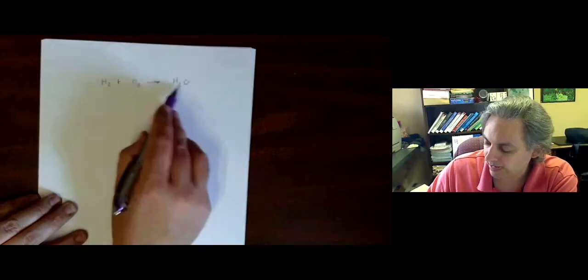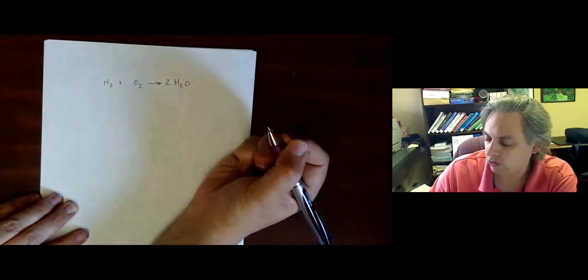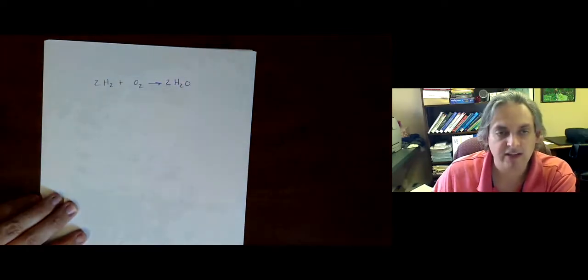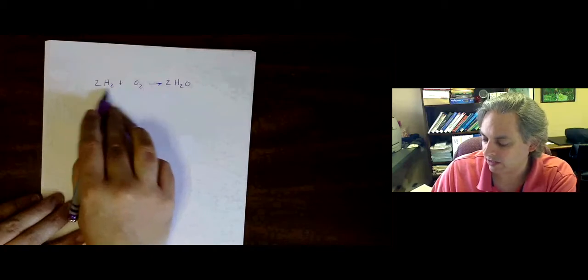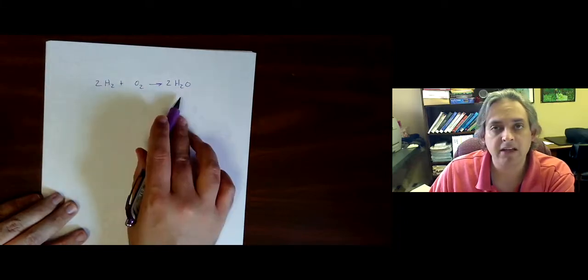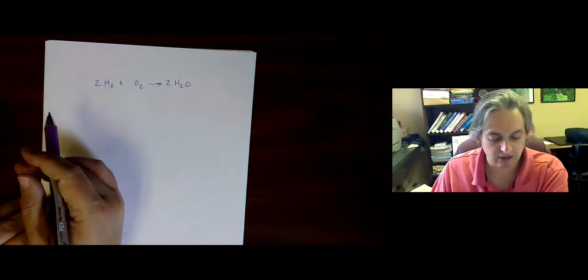We have to balance this. To balance this, we have 2 hydrogens, those are good, but 2 oxygens and 1 oxygen. So let's put a 2 in front of the water. That gives us 2 oxygens, but we also need to put a 2 in front of the hydrogen to balance out the hydrogens. Now we have 4 hydrogens, 2 oxygens, 4 hydrogens, 2 oxygens. Everything's balanced. We have satisfied the law of conservation of mass.